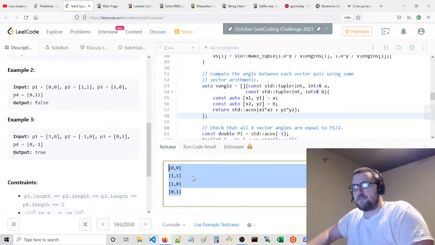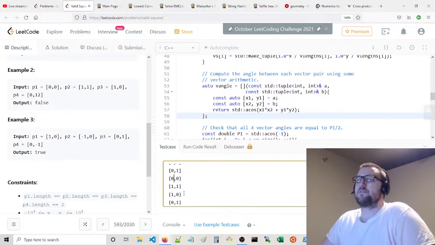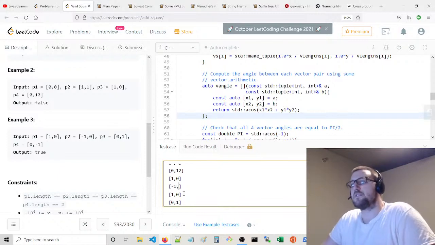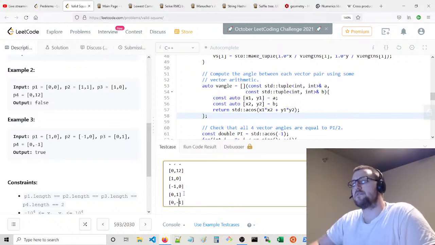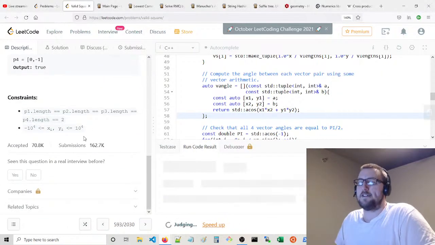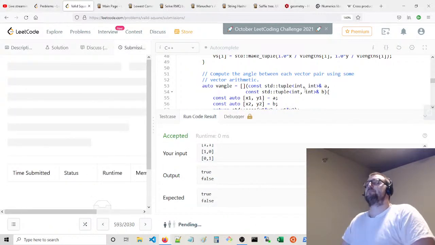And how about the next couple of routines? We have 0, 0, 1, 1, 1, 0, 0, 12, 1, 0, negative 1, 0, 0, 1, and 0, negative 1. Alright, how do we do? Let's go for it. Let's see how we do.